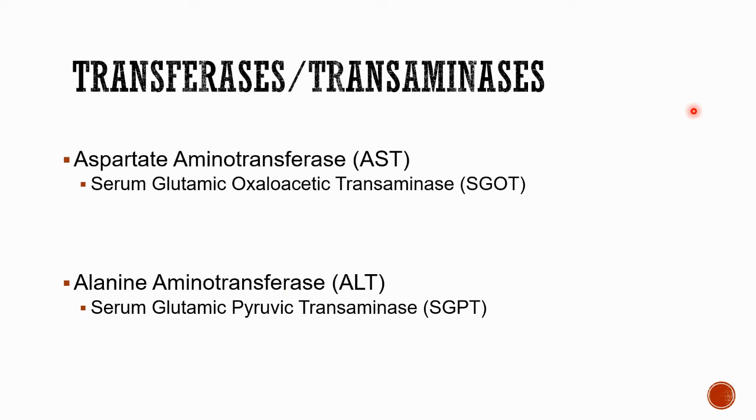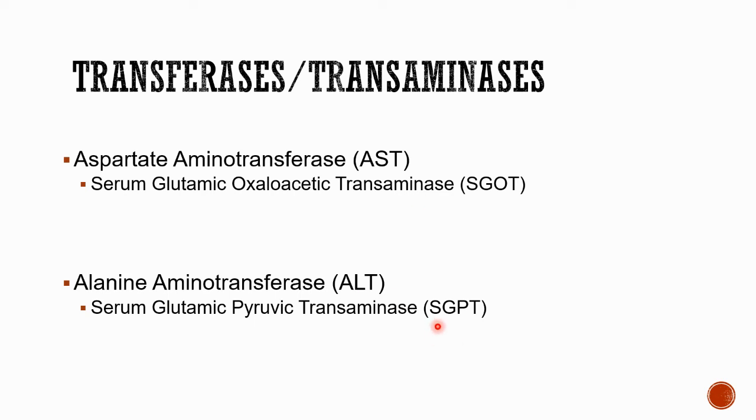Next, let's move on to transferases or transaminases. So we have two kinds, aspartate aminotransferase and alanine aminotransferase. Okay? For aspartate aminotransferase or AST, other name niya is serum glutamic oxaloacetic transaminase or SGOT. Sa ALT naman, other name is serum glutamic pyruvic transaminase SGPT. Okay, so wag pagpapalitin yung dalawa.